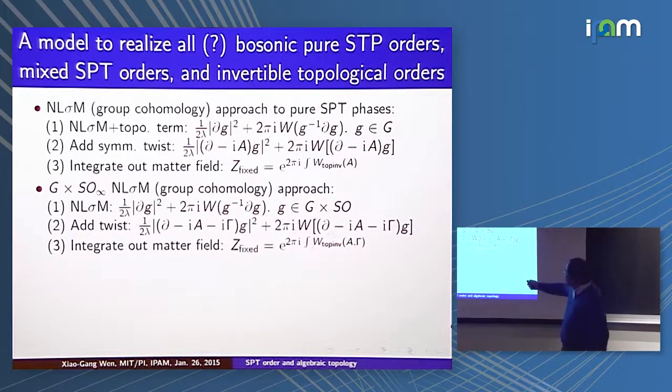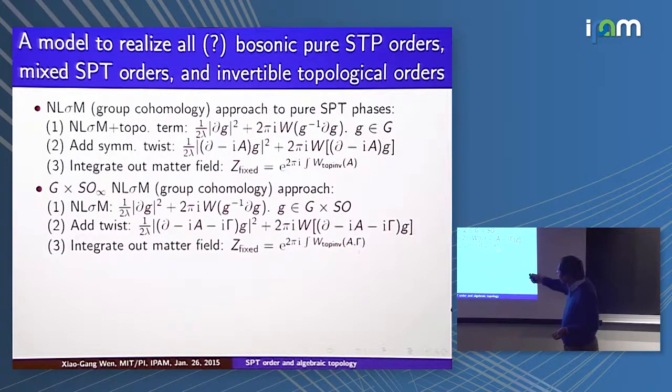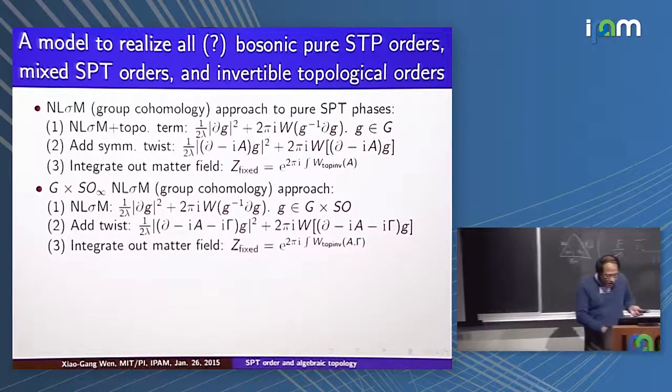Therefore, previously the different SPT states are described by different topological terms, different group cocycles. Certainly when you have a bigger group, we also have group cocycles for the bigger group. Okay, this W is a group cocycle for the bigger group, and when we choose a different group cocycle for the bigger group, we get a different phase. After integrating out the matter field, we can get a topological invariant which contains both the gauge connection and the SON connection. Okay, so that's the main idea.